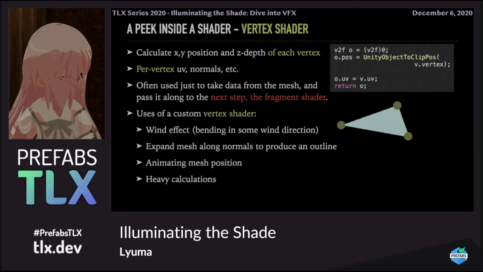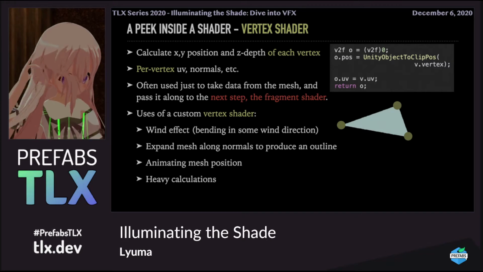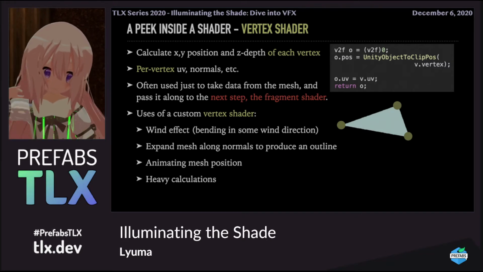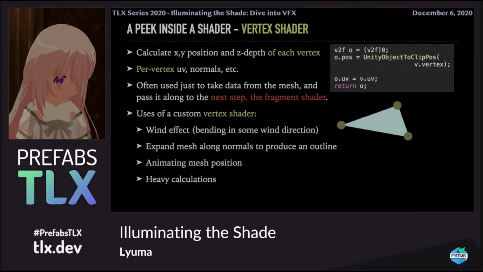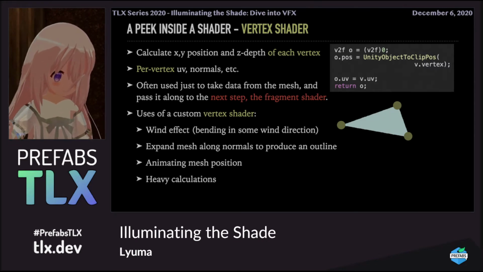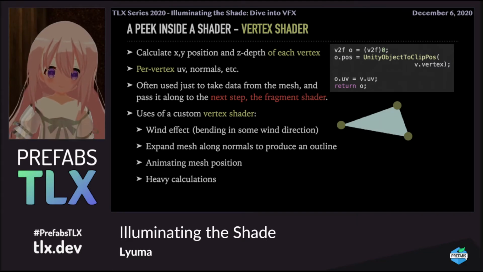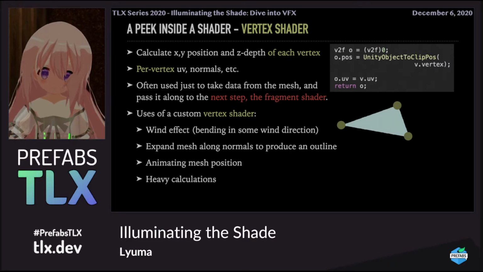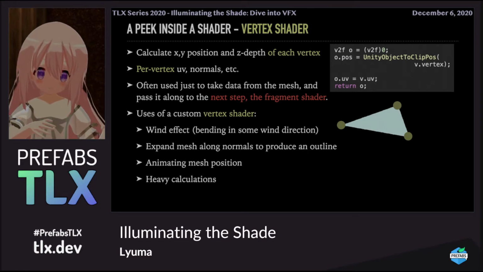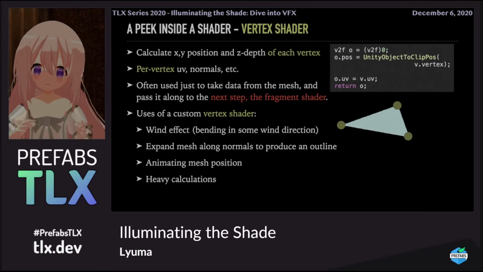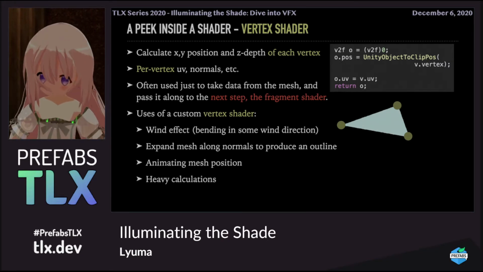Okay. Uses of a custom vertex shader. I'll cover some of these later on: wind effects, and extruding the mesh along the normals, which is a common trick to do outlines. Also any other sort of animation, and any complex calculations. Most meshes have way fewer vertices than pixels, so you can sometimes gain a lot by doing the complex math inside the vertex shader. The math is already done when the GPU goes through each and every pixel in your mesh to actually draw them.